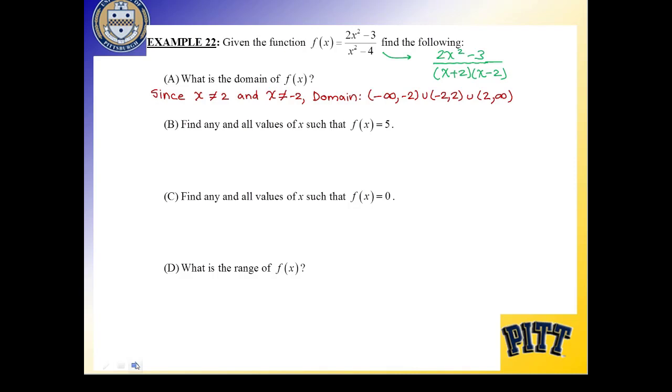Please make sure you differentiate between domain restriction and domain. A domain mentions what the values of x are, not what they aren't. Yes, I could say x is not equal to 2 and x is not equal to negative 2. That's not a domain. Those are restrictions. Ultimately, my domain is negative infinity to negative 2, then from negative 2 to 2, then from 2 to infinity. If I wanted to read it more in English, I would say all real numbers except 2 and negative 2.